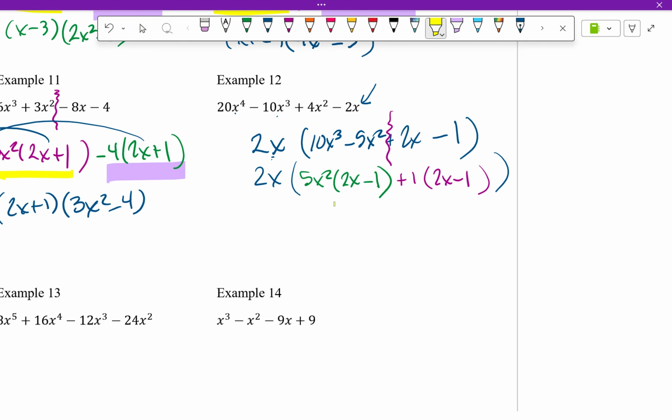All right, I'm still looking at my yellow group and my purple group. Okay? What matches, or what is the greatest common factor of those two groups? Good. And how many times do I get to write that down? Once. So I'm dropping this 2x. I'm bringing out 2x minus 1. And I am left behind with 5x squared plus 1.